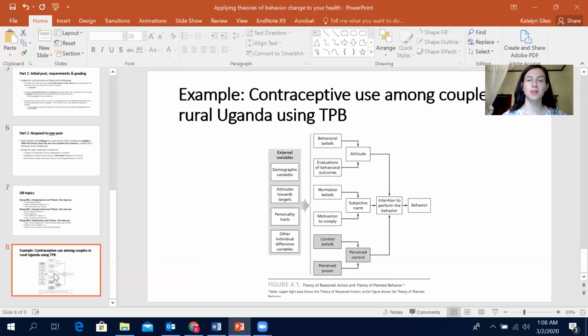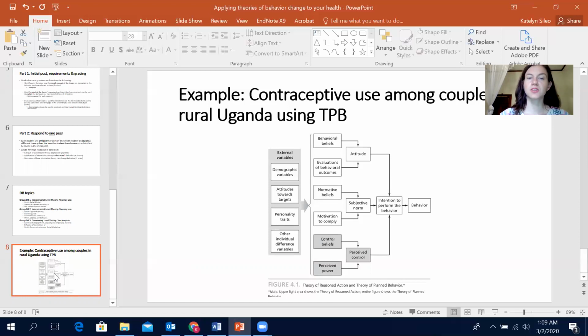If I was using the theory of planned behavior to understand or explain contraceptive use, which is my behavior, I would map it onto this model, which explains whether someone will engage in the behavior or not. I would use these different constructs, specific to my priority population, which is rural Ugandan couples, to explain how these constructs apply to my behavior.